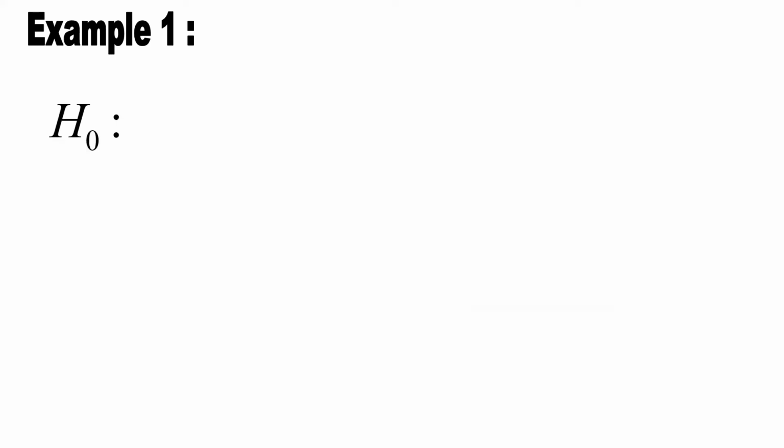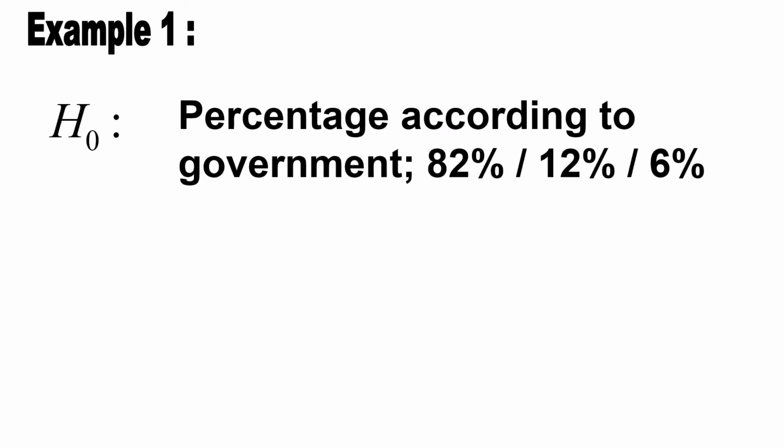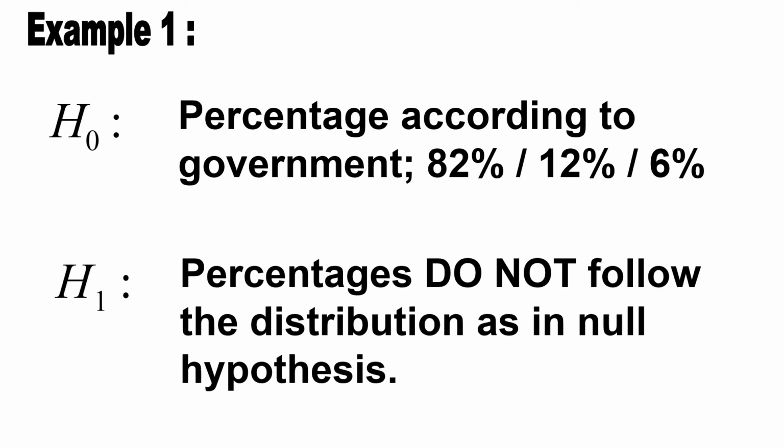In this example the null hypothesis is percentage according to government, that is, 82% homeschoolers receive their education entirely at home. 12% attend school up to 9 hours per week. 6% spend 9 to 25 hours per week at school. The alternative hypothesis is percentages do not follow the distribution as in null hypothesis.